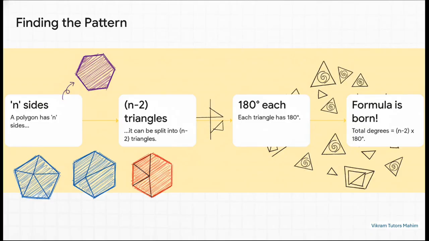And this is where the pattern emerges. It turns out that for any polygon with n sides, you can always split it into exactly n-2 triangles. So a pentagon, which has 5 sides, you get 5 minus 2. That's 3 triangles. A hexagon with 6 sides, you get 6 minus 2, 4 triangles. It works every single time.